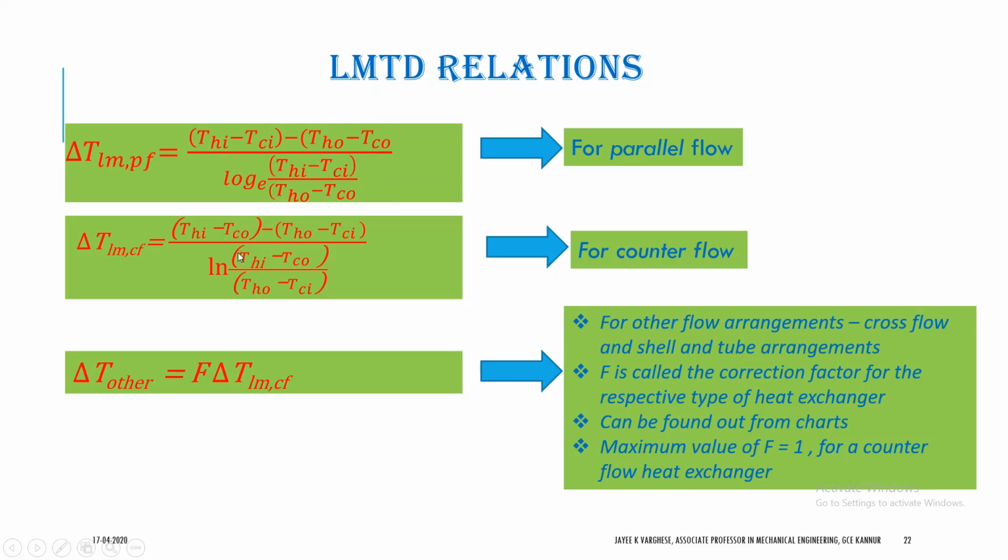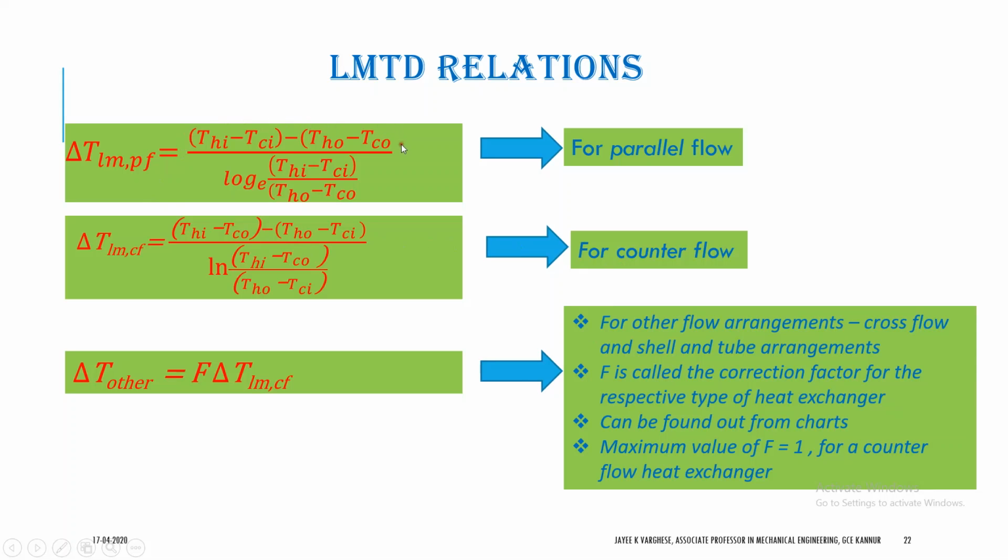Whereas for counterflow, the temperature difference between hot and cold at the first end will be THI minus TCO, and at the second end THO minus TCI. So you can write LMTD as the temperature difference at the first end minus the temperature difference at the second end, divided by the logarithm of the temperature difference at the first end by the temperature difference at the second end. These are the relations for LMTD which we have derived.